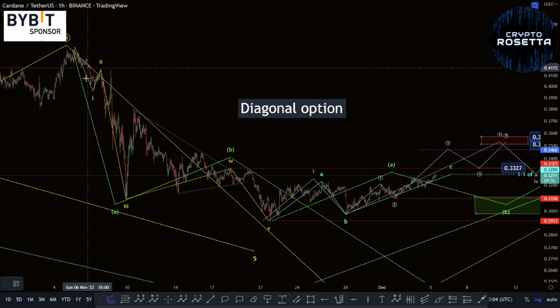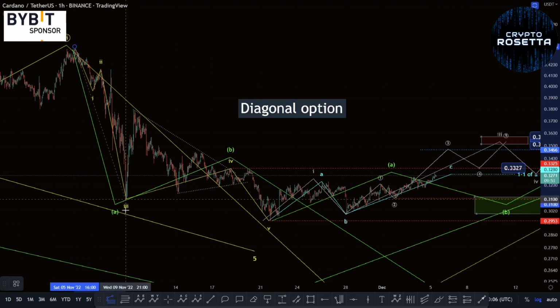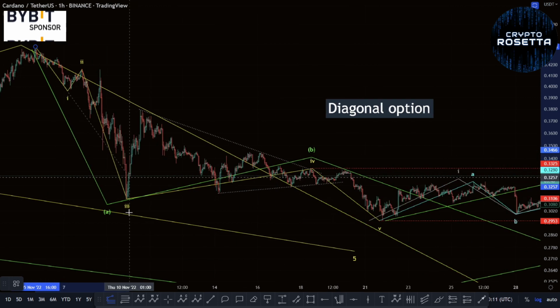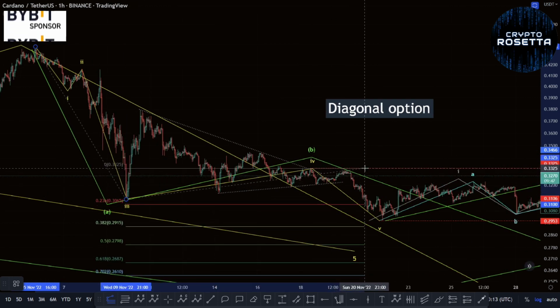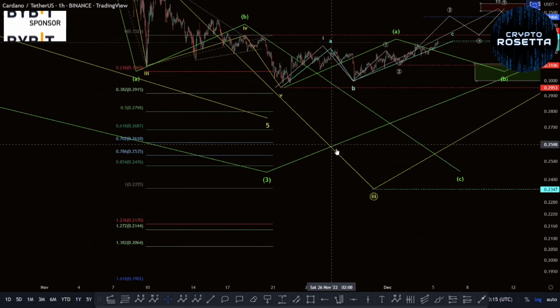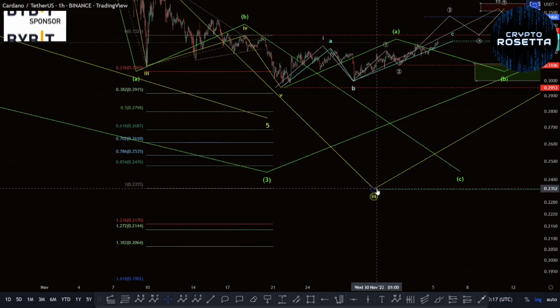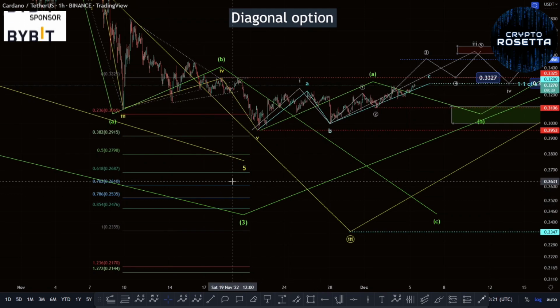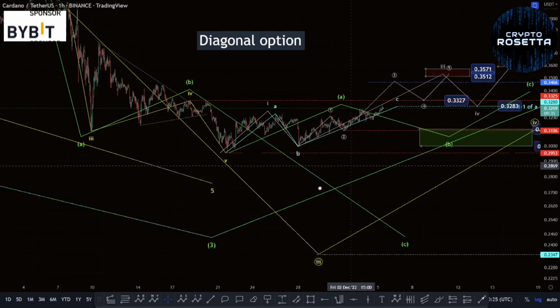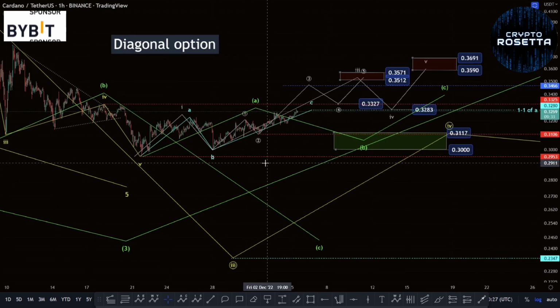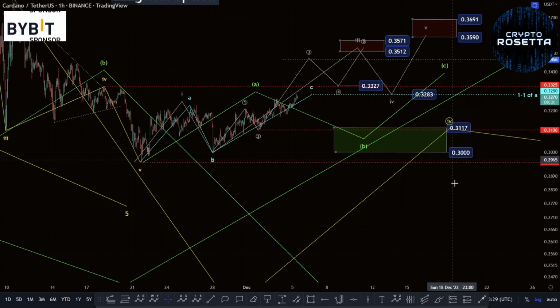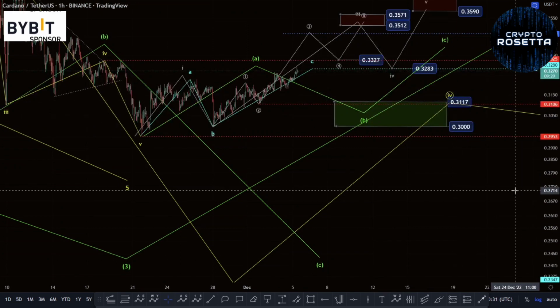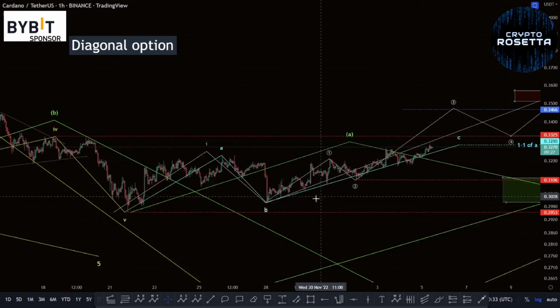I thought I'd marked it up, but I clearly haven't. So if that's the case, measure it, get on there, get it right on there, down to there. So we'd be looking for a move down to this 0.2355 area as a 1-to-1. That would, however, make that the third wave of this diagonal, and we'd be looking for a fourth wave move to come up, and then a continuation in a fifth.